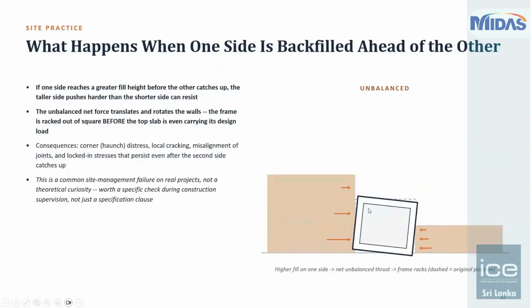Also, I would like to note that it is not possible for the site to always maintain the same height on the two sides. So we should always design for some differential between the soil on the two sides, so that the structure can remain stable during the construction period.